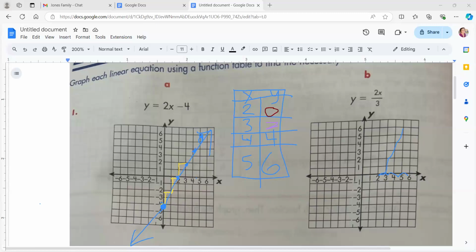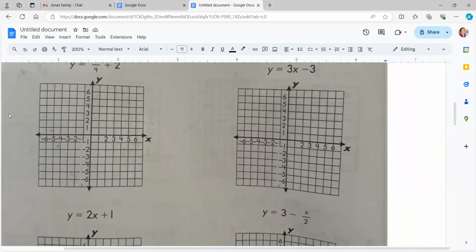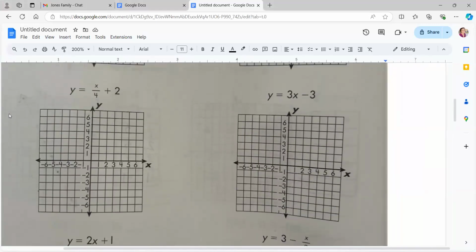Does that make sense? A little, yeah. A little. We just need to keep going over it and keep explaining it. I don't like those fractions. Let's go to this next one.